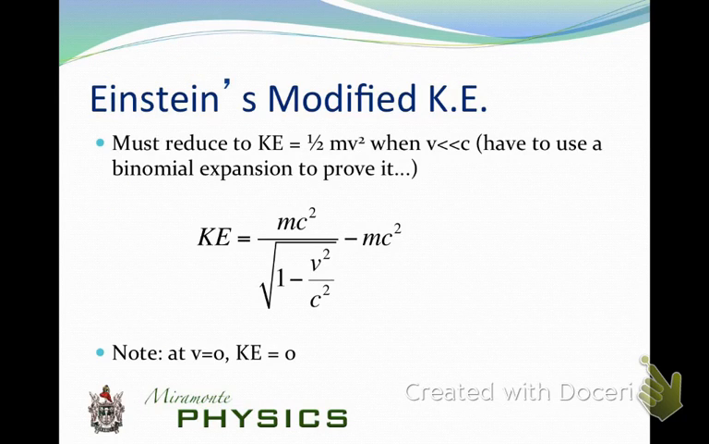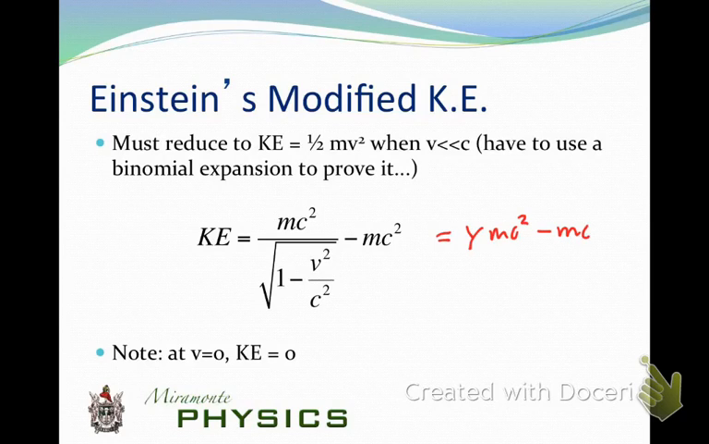Okay, so we're going to reduce the kinetic energy to look like this. We talked about the momentum equation, and now here's the energy equation. Kinetic energy is now going to be gamma times mc squared, minus mc squared. Note that when the velocity is equal to 0, the kinetic energy is 0. So that reduces to 1/2 mv squared eventually. In order to show it, you'd have to do a binomial expansion, which we're not going to do, but it does reduce. All right, keep going.